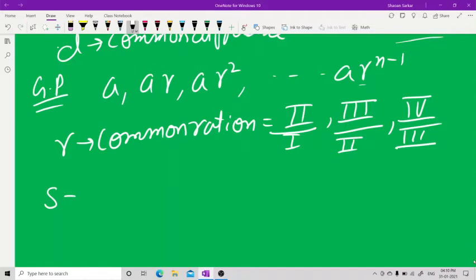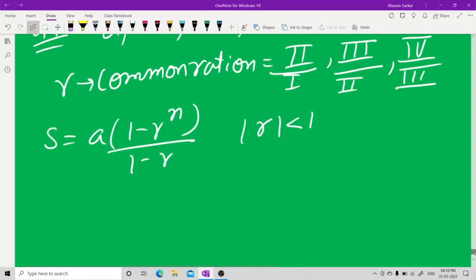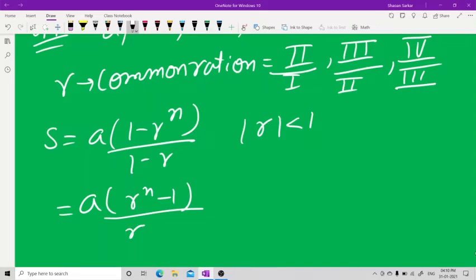The sum is a (1 minus r^n) upon 1 minus r, for mod r less than 1, sorry, not equal to 1. And this is S equal to a (r^n minus 1) upon r minus 1 for mod r greater than 1.